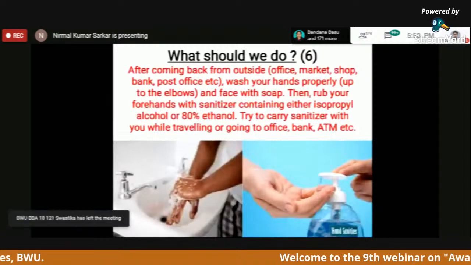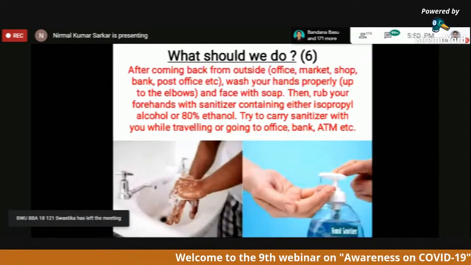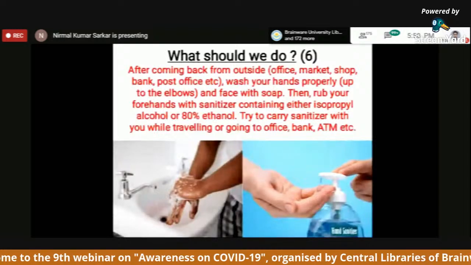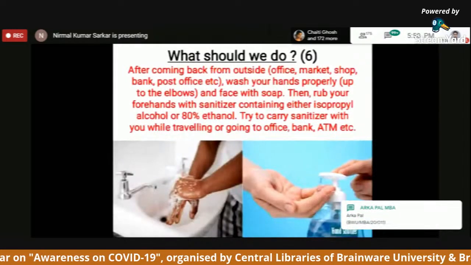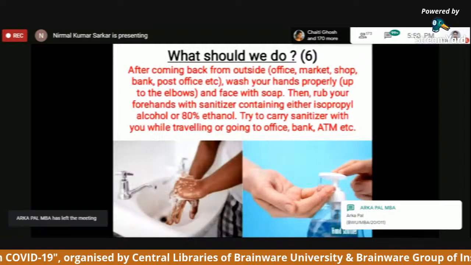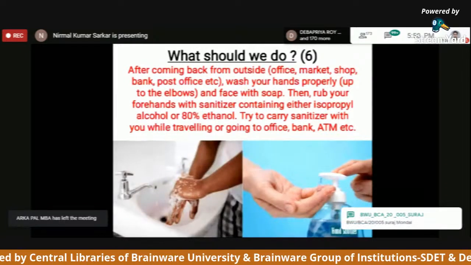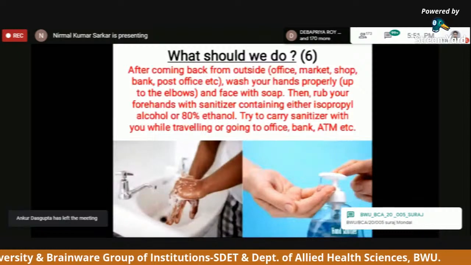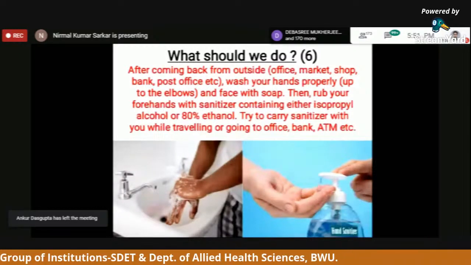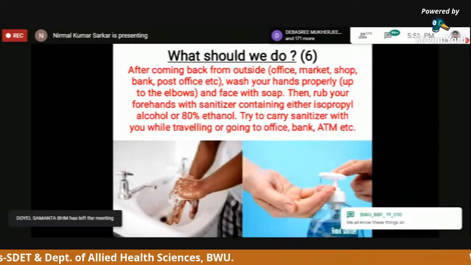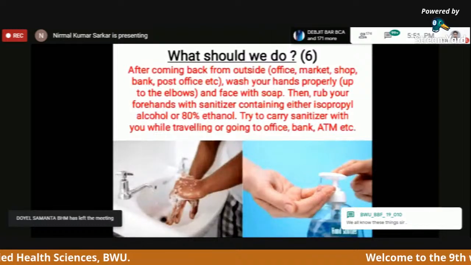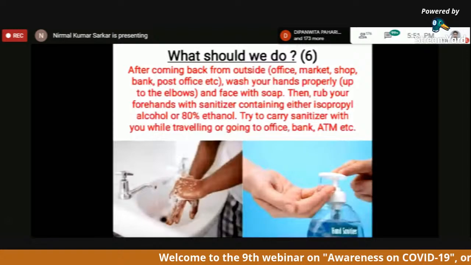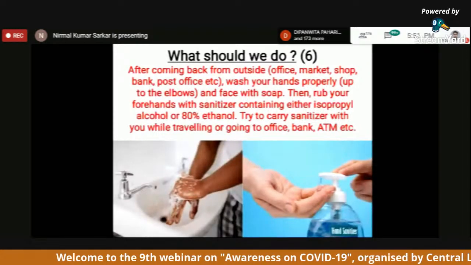Then we have to rub our foreheads with sanitizer. It is better that the sanitizer contains isopropyl alcohol. If not so, it should contain 80% ethanol at least. And try to carry a bottle or pouch of sanitizer with you while traveling or going to office, bank, ATM, etc.